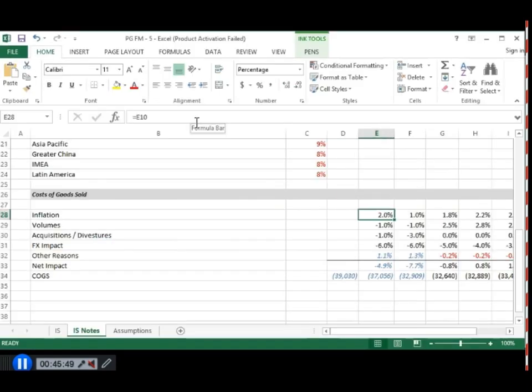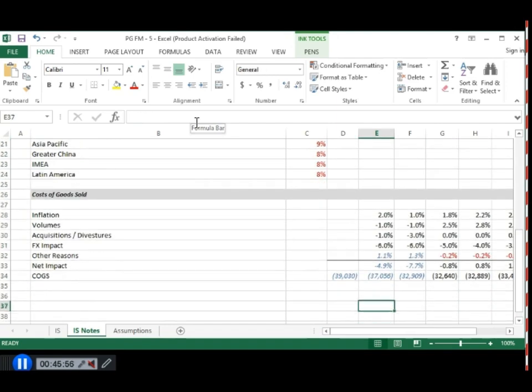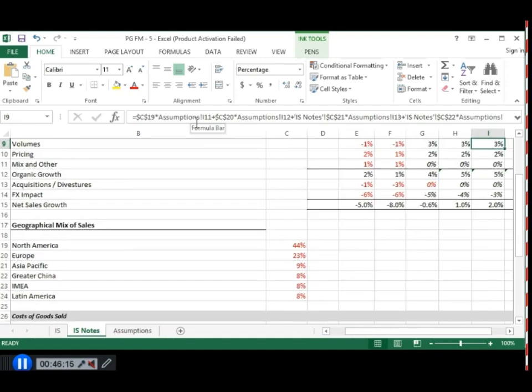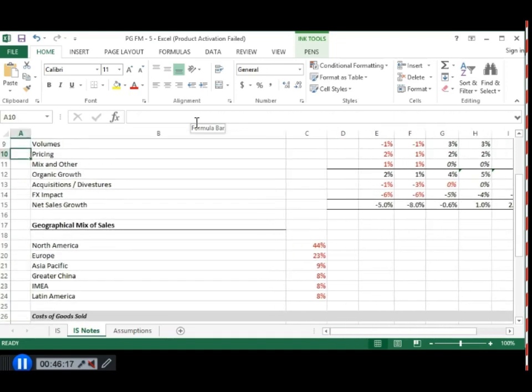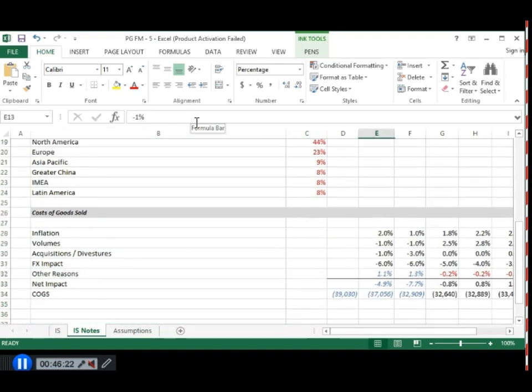So if I have to break down cost of goods sold, I can break it down into inflation, which I have taken as it is from pricing. That is, if any inflation is impacting sales, if you are taking a price increase in sales, then that would also cause an increase in cost of goods sold. That is the assumption that I am taking here, inflation. Secondly, volume. If I am selling more, cost of goods sold will be higher. If I am selling less, cost of goods sold will be lower. Then acquisition and divestiture, as it is from sales.